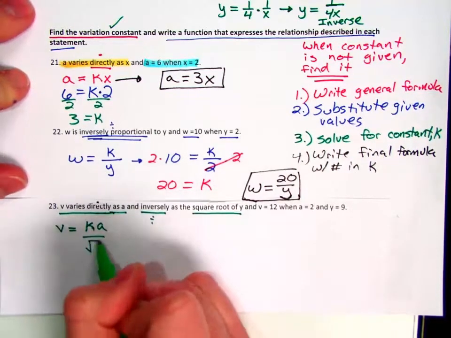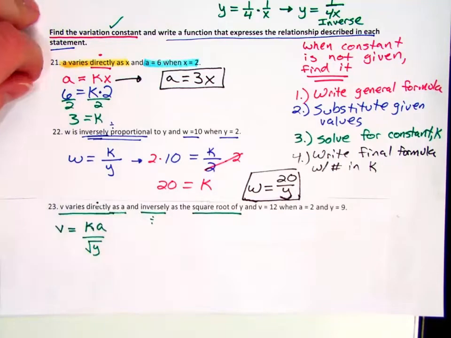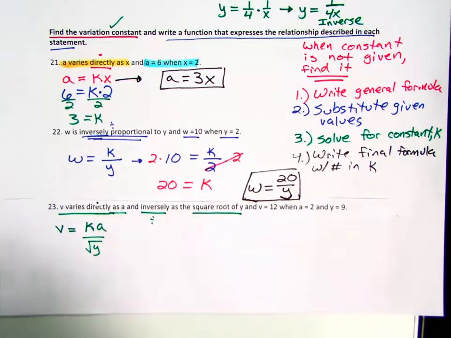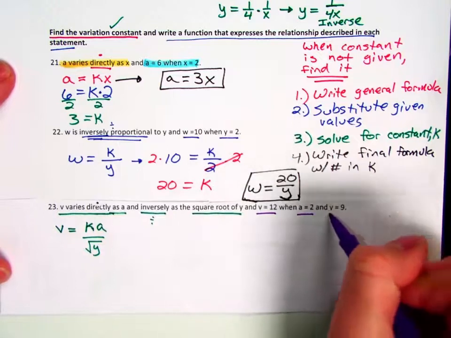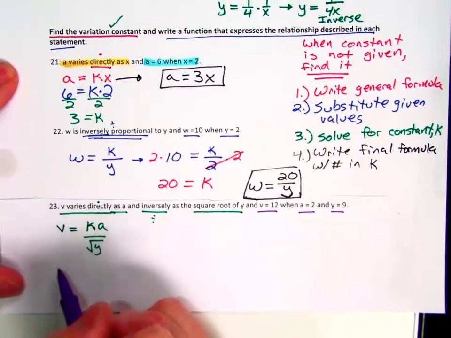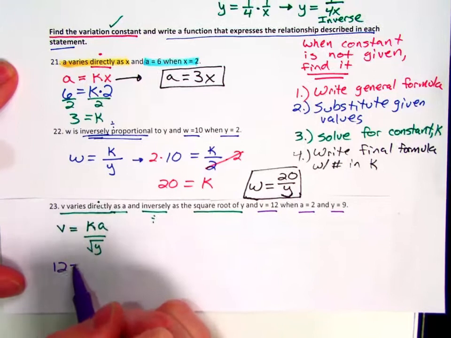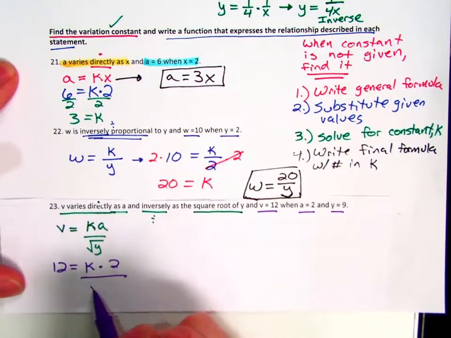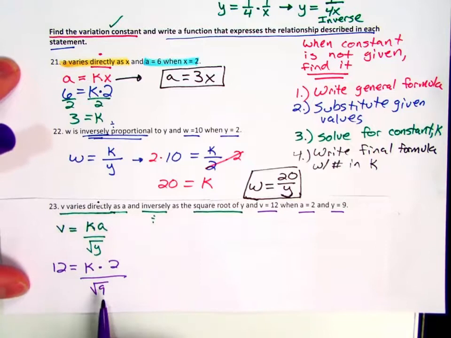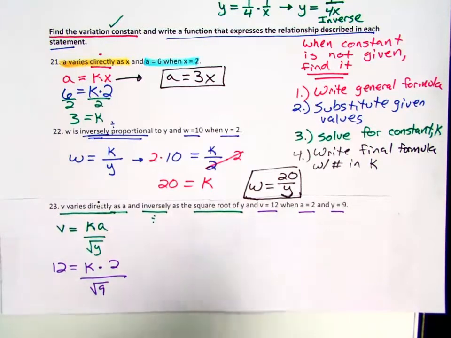Make sure you're really careful that you actually put the square root in there with it. So now we've got v equals ka divided by the square root of y, and then I can go ahead and plug in the information that they're giving me. So v is 12, a is 2, y is 9. I'm going to put a 12 in the place of v, k I don't know, times a, which is 2, over the square root of 9. And make sure you're really careful to put the square root in there. It's very easy to forget to do that.